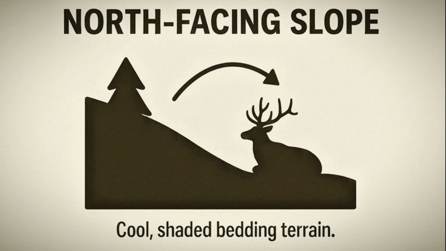Number 43 is the north-facing slope. That's your cool, shaded slope, often used for bedding and security. They're prime elk bedding in early seasons.